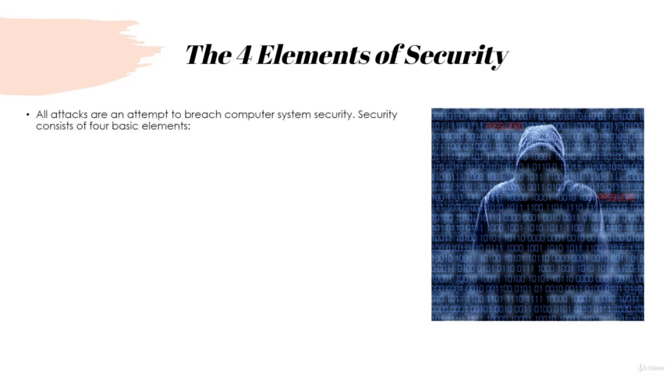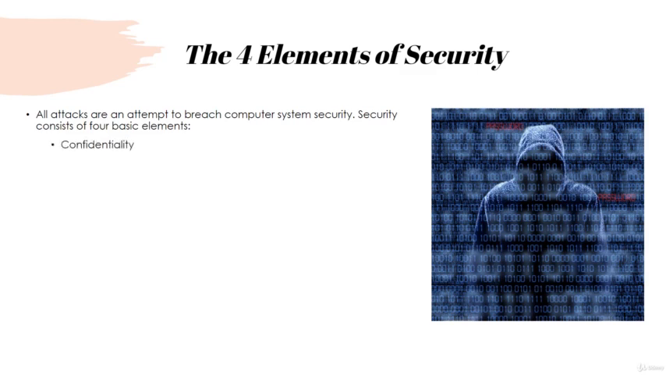The first thing you need to understand is that all attacks are an attempt to breach a computer system's security, and that security consists of these 4 basic elements. A hacker's goal is always to exploit vulnerabilities in a system or network to find a specific weakness in one of these 4 elements of security. That's why it's important to understand what these 4 are and the different types of attacks within them. So let's go into the first one.